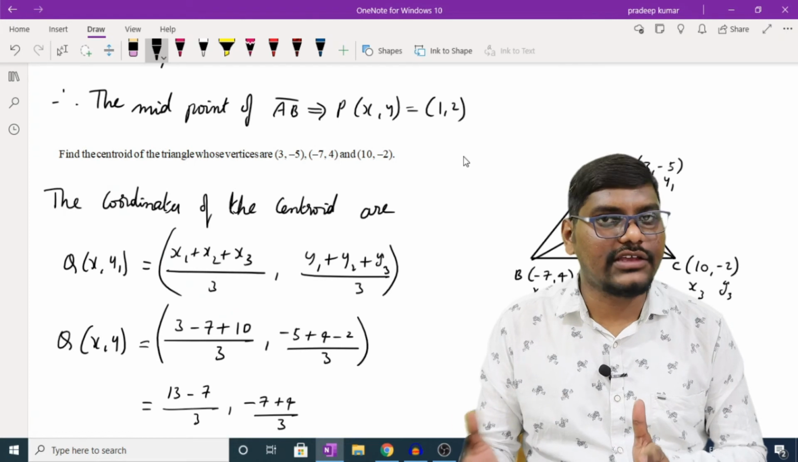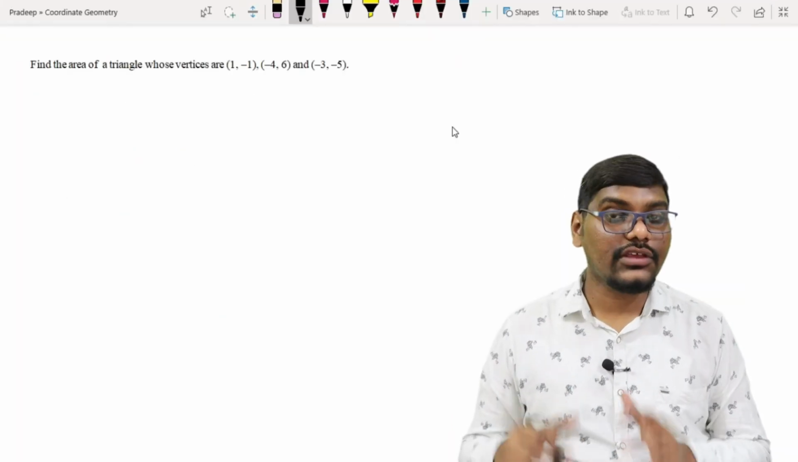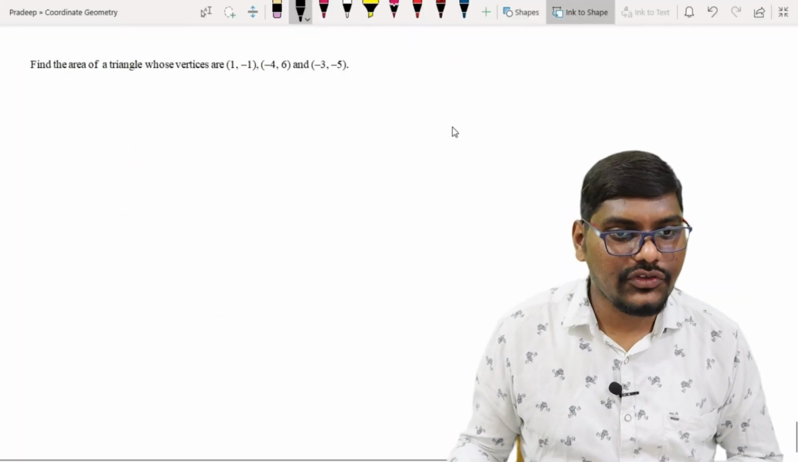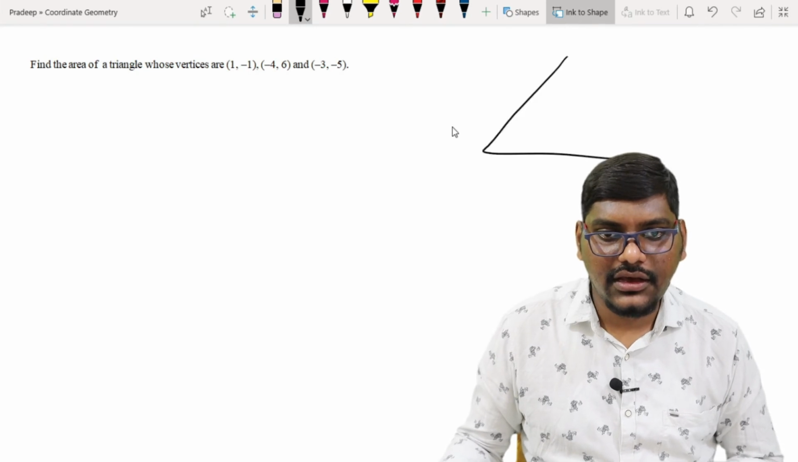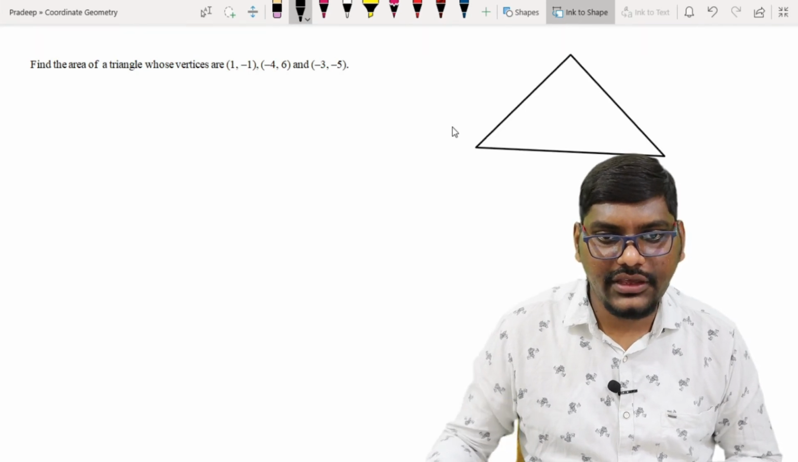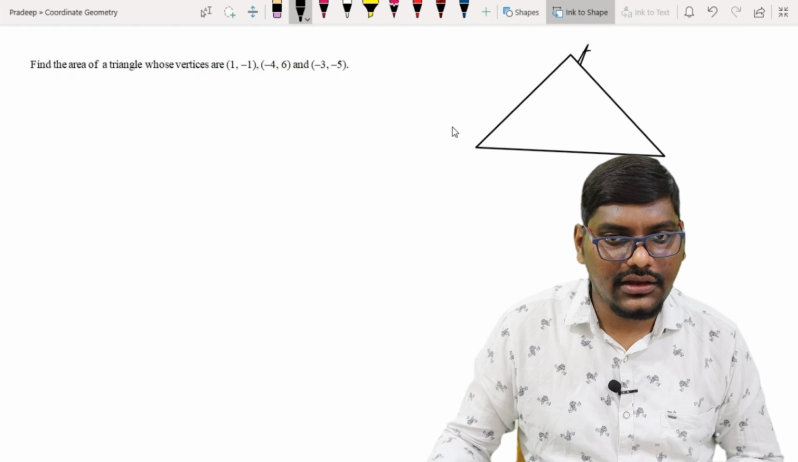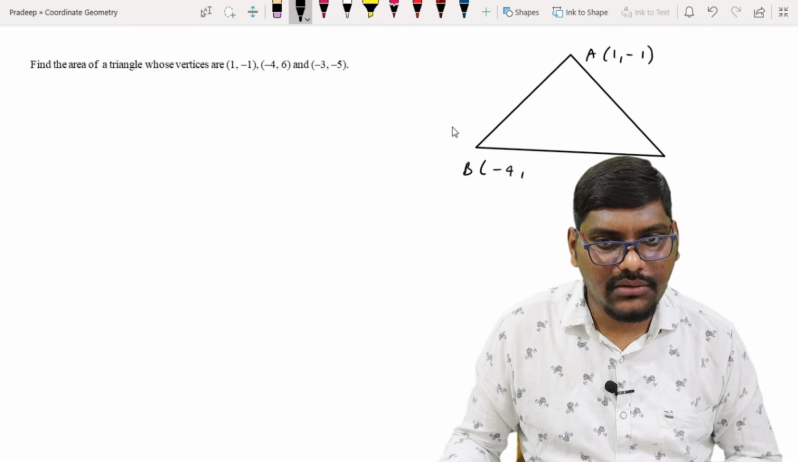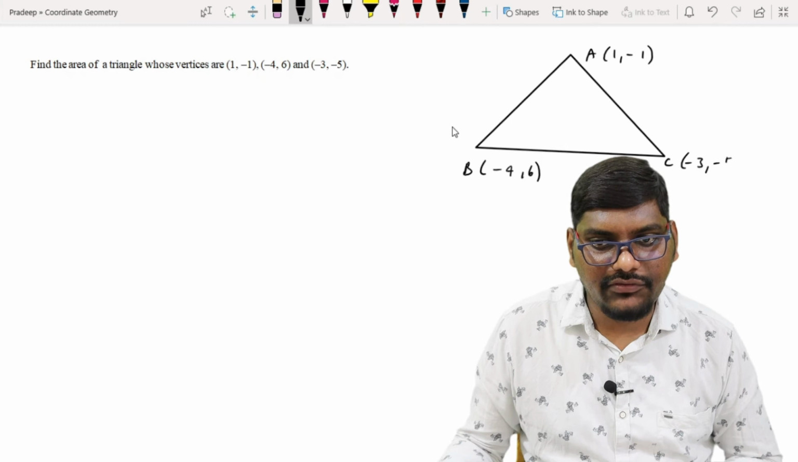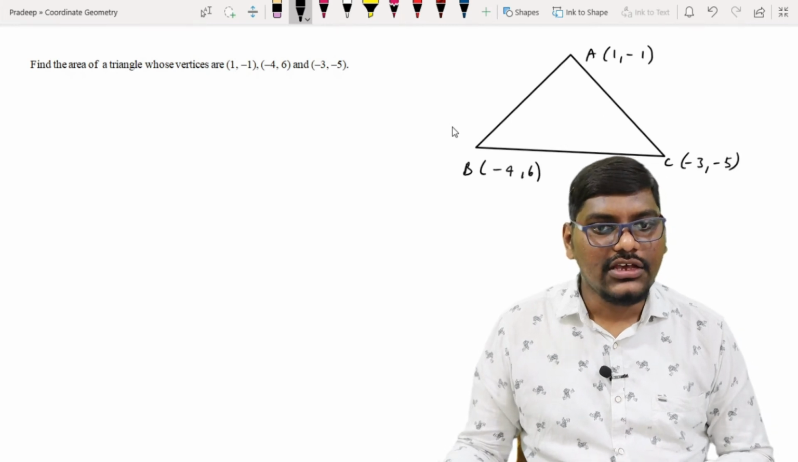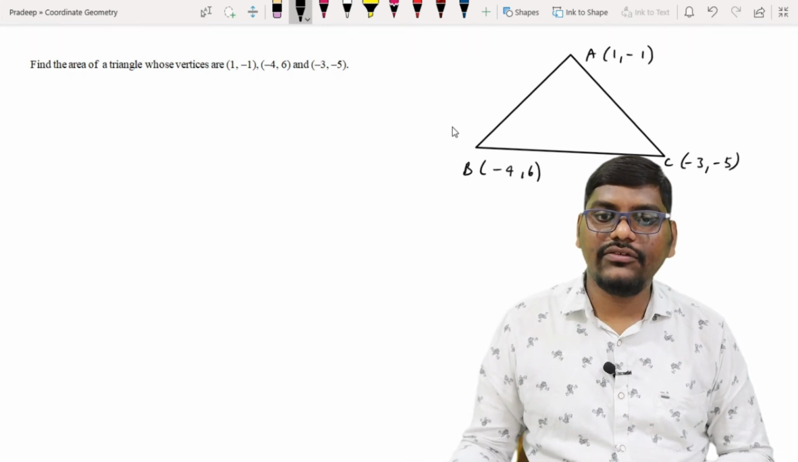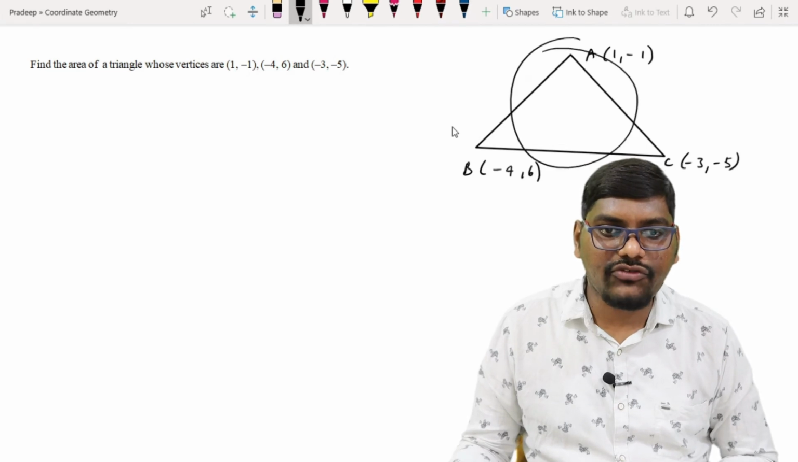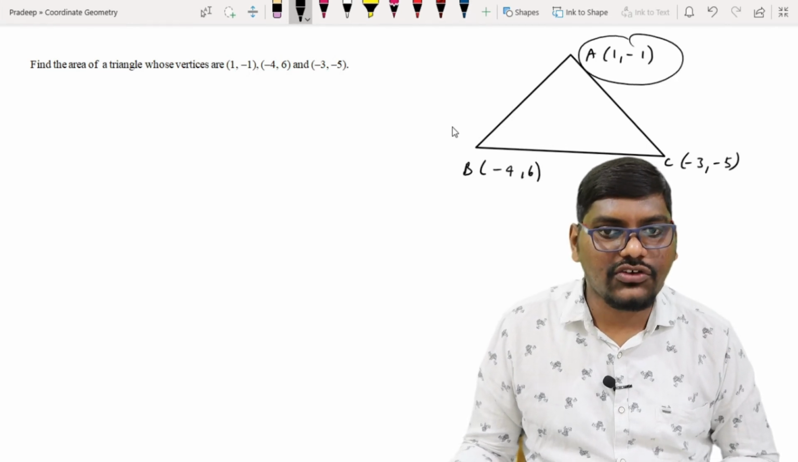So let's see the next form. The next thing we are seeing is, suppose there is a triangle, this is triangle ABC. For this triangle, I'll say A is 1 comma minus 1, B is minus 4 comma 6, and C, suppose, is minus 3 comma minus 5. In this particular triangle we are trying to find out the area of the triangle by using these coordinates.